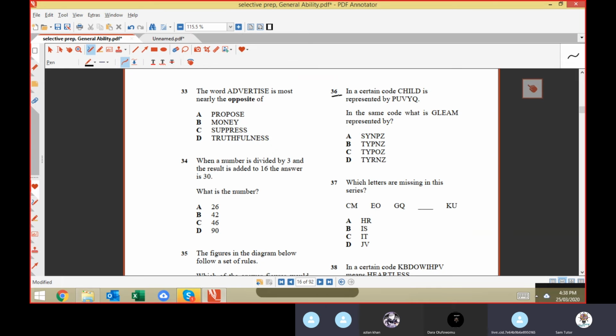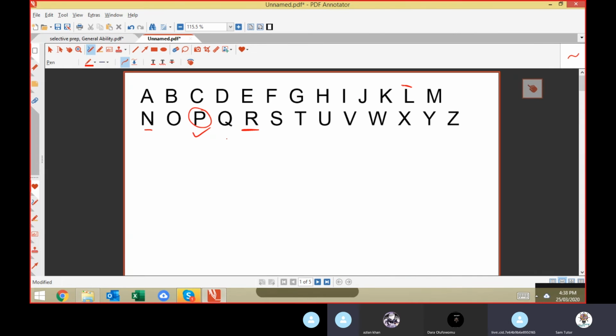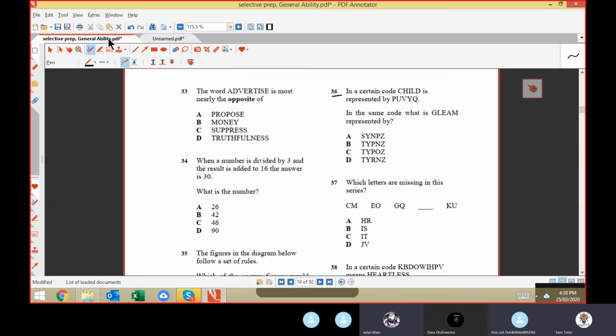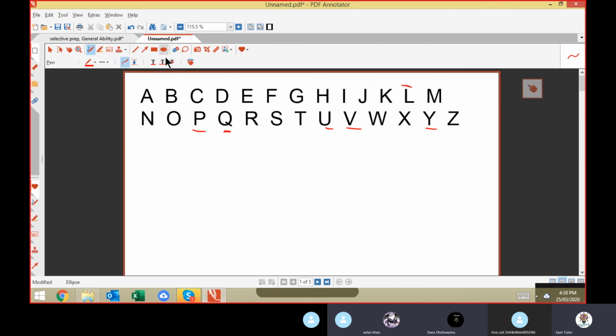Okay. 36. In a certain code, child is represented by PUVYQ. Child. PUVYQ. Oh, I get it. It's the letter that's under it. The letter that's under it. Yeah. C, and what do you mean by H is under? Q, P. Like H, then D is Q. It's under it. Because in the alphabet, C is on top of P.